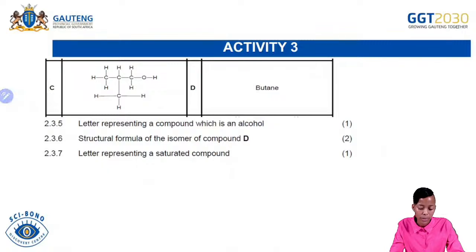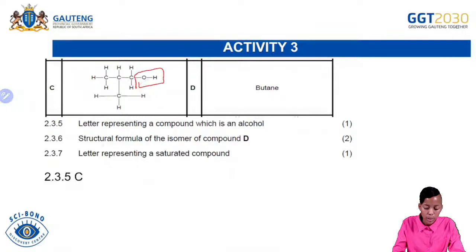Then 2.3.5, it says letter representing a compound which is an alcohol. For an alcohol, what you are looking for is the OH group there. Because of the OH group there, we have letter C.